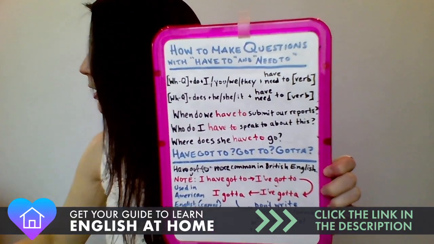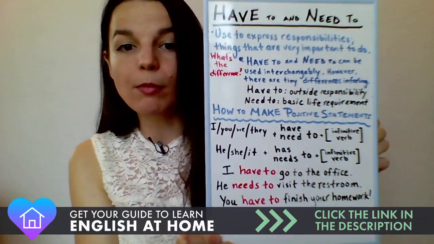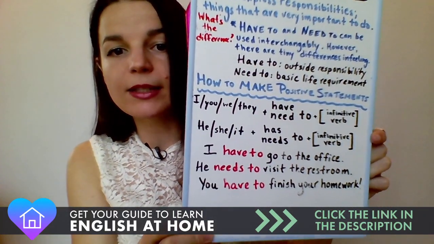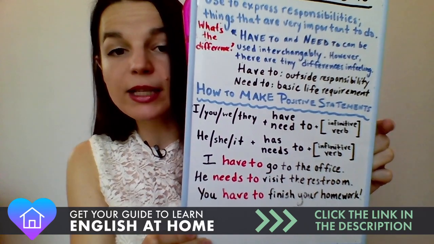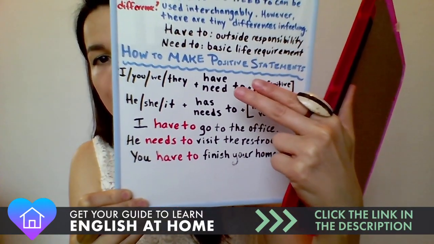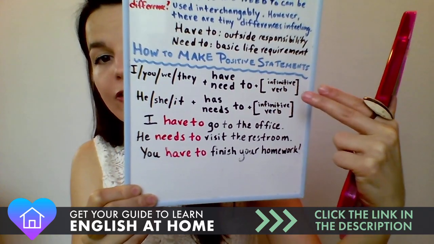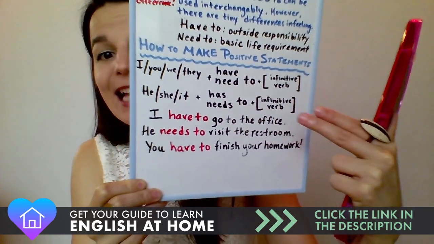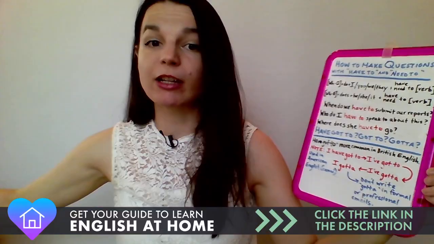We talked about these positive sentence patterns in part 1. So we can use have got to right here. I have got to, infinitive verb. He has got to, infinitive verb.